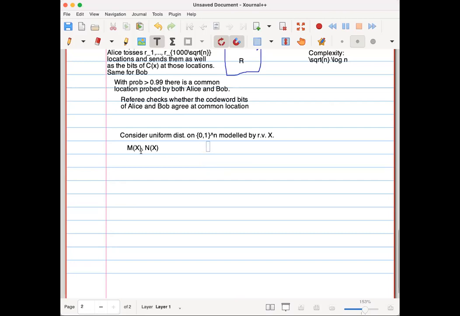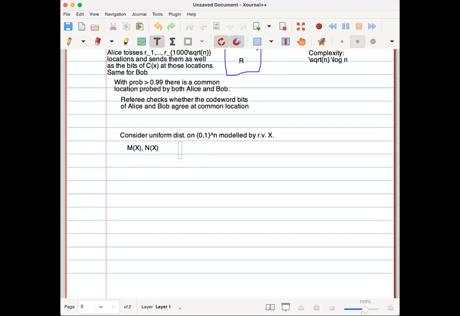Now I look at the random variable describing Alice's message. The randomness here comes from the random choice of X as well as the internal randomness of Alice. Similarly, I can talk of the random variable NX, where the randomness comes from X as well as the internal randomness of Bob. But remember, these are correlated random variables because both are getting the same X, even though the private coins of Alice and Bob are independent. Are the definitions clear? MX comma NX, I'm going to study these random variables.